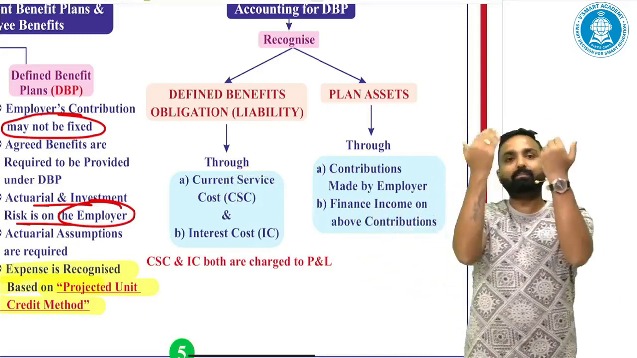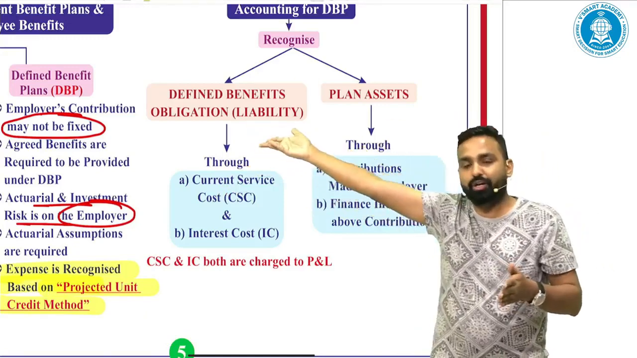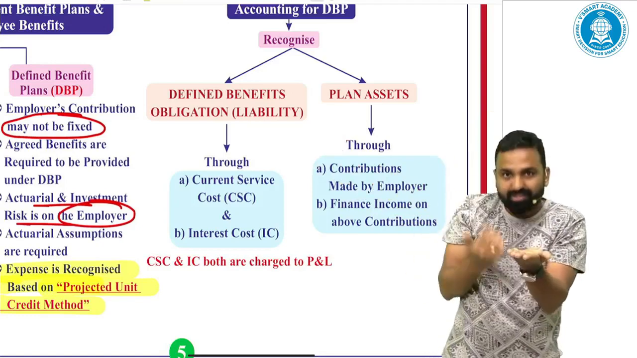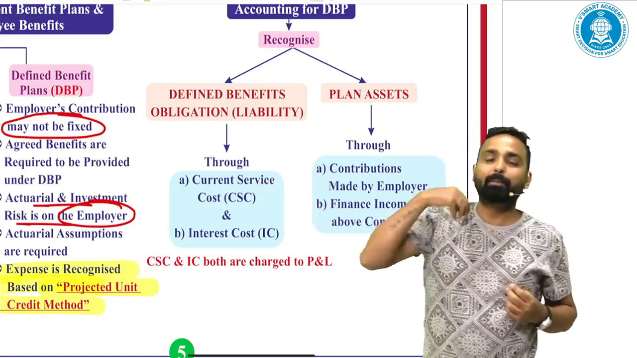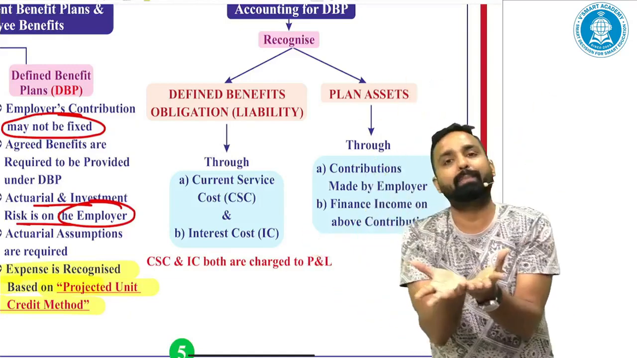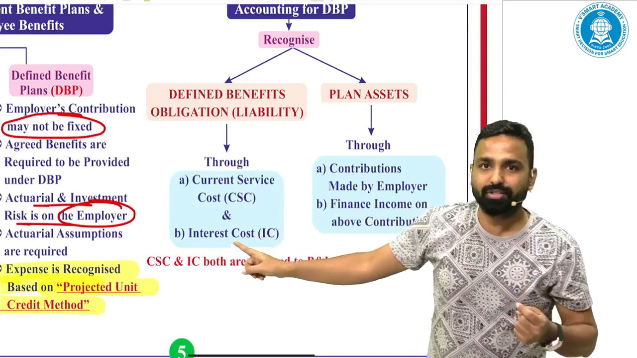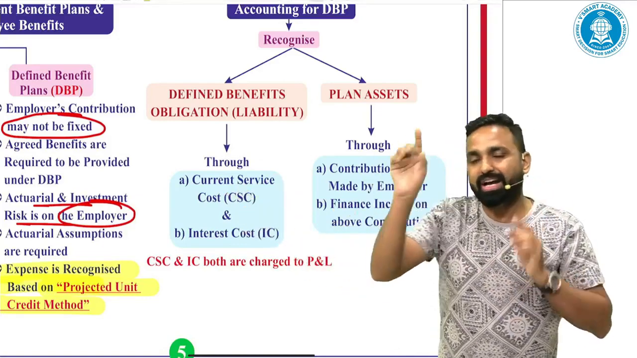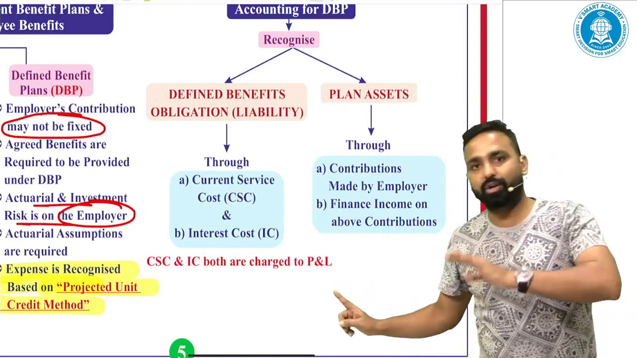Because see, you have given me your service right now, but I'm not paying you right now, I will pay you in the future. So that proportionate amount of expenditure which I should pay you for the services you have given me is called current service cost. Currently you gave me the service and I have to bear the cost of that service, and that cost of service is the total defined benefit, and I will pay you in the future. So definitely on such cost, interest would be charged. So these are the two terms. I will tell you how to calculate the current service cost and interest cost, but once they are calculated, they are charged to the profit and loss account.